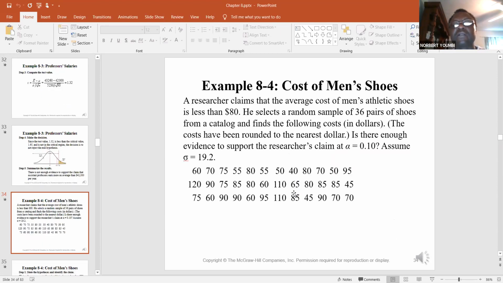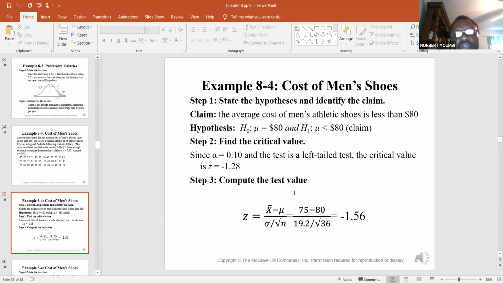Let's look at this example. A researcher claims that the average cost of men's athletic shoes is less than $80. He selects a random sample of 36 pairs of shoes from a catalog and finds the following costs. Is there enough evidence to support the researcher's claim at alpha equals 0.1? So the claim here is the average cost is less than $80. So we can enter those values into Excel.